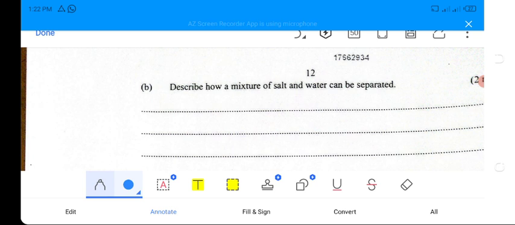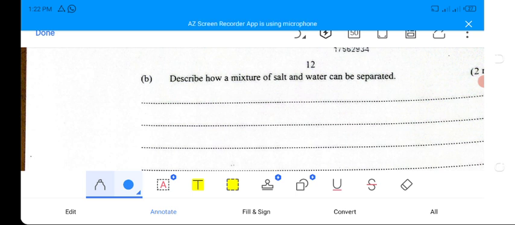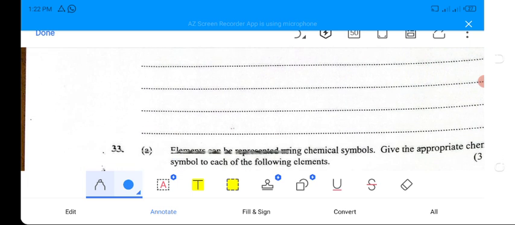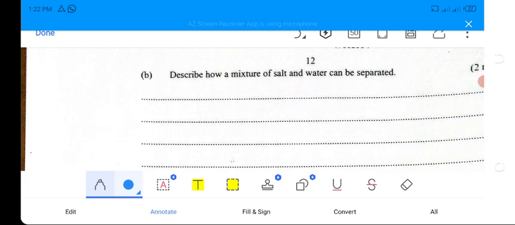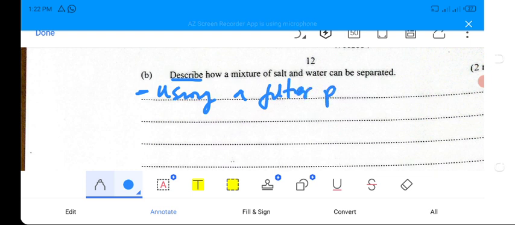Question part B, describe how a mixture of sand and water can be separated. So for you to separate a mixture of sand and water, there are 2 methods that you can use, either decantation or filtration. So I'd like us to describe separating it using filtration. So describing, you give a procedure step by step using a filter paper and a funnel.